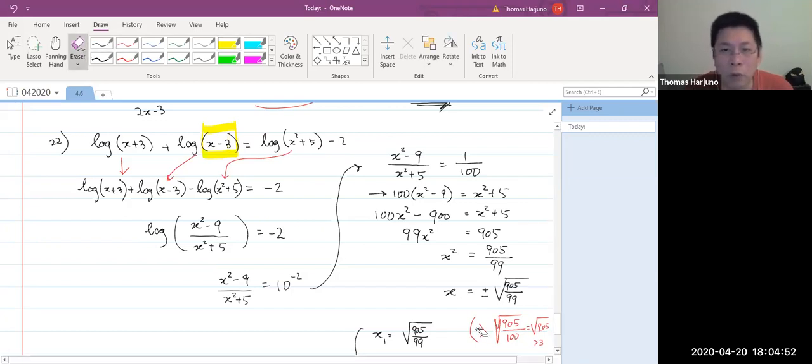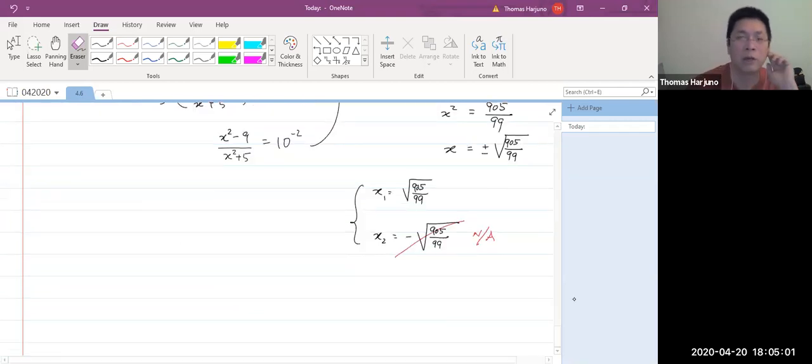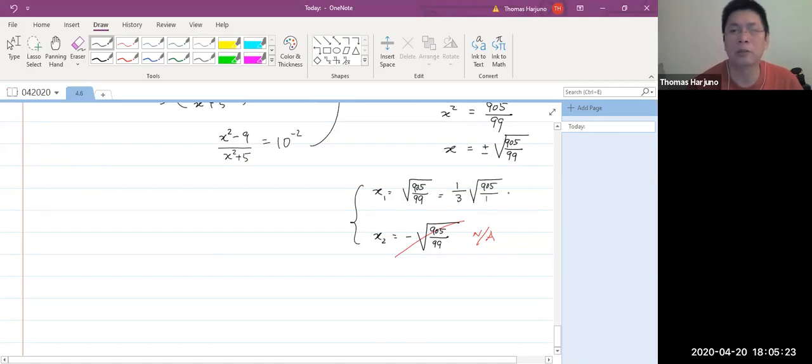Now, of course, if you are not sure, Thomas, I cannot really do that approximation, which I expect you to be able to do at this level. But if you cannot, then just use your calculator. Let me continue. If I simplify this, I can take the 9 out. So that will be 1 over 3 square root of 905 over 11.